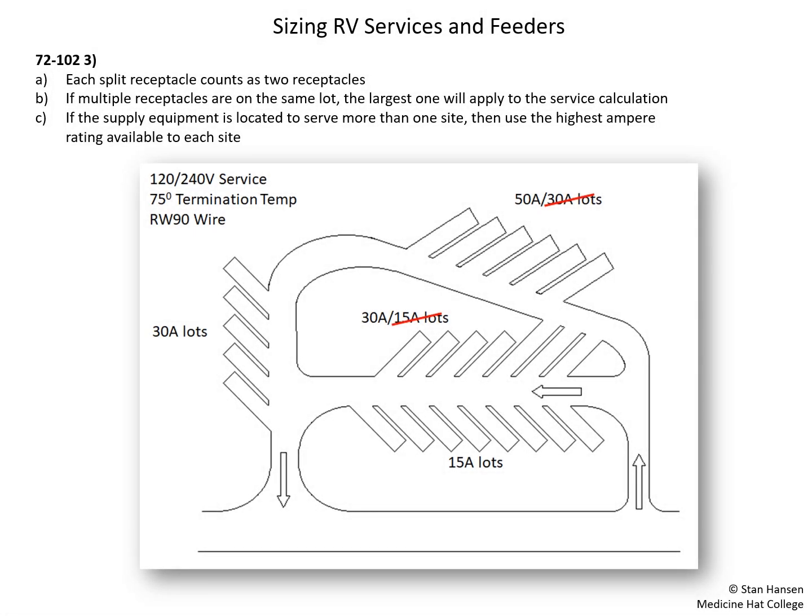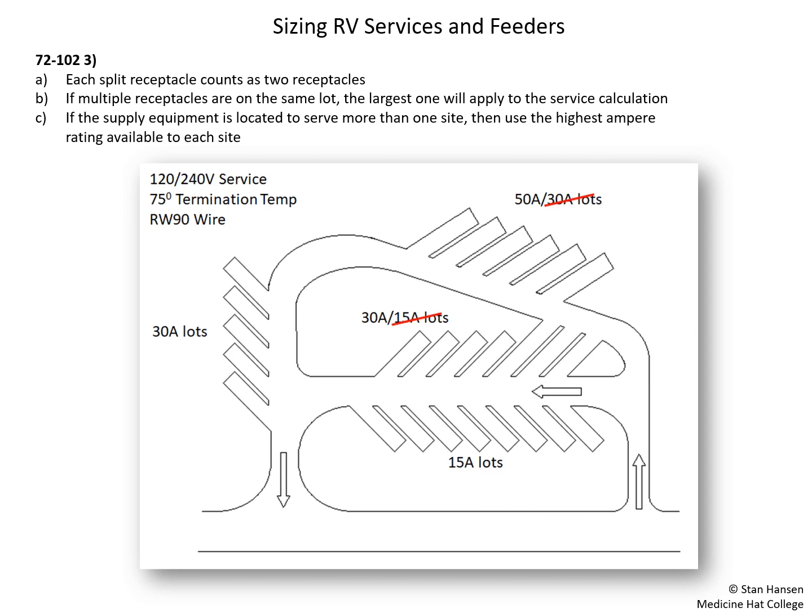We're going to take a look at this example. Within this RV park, we have 26 total lots. 6 of the lots have 50 amp and 30 amp receptacles. 5 lots have only a 30 amp receptacle. 7 lots have both a 15 and a 30 amp receptacle. And lastly, we have 8 lots that have only a 15 amp receptacle.